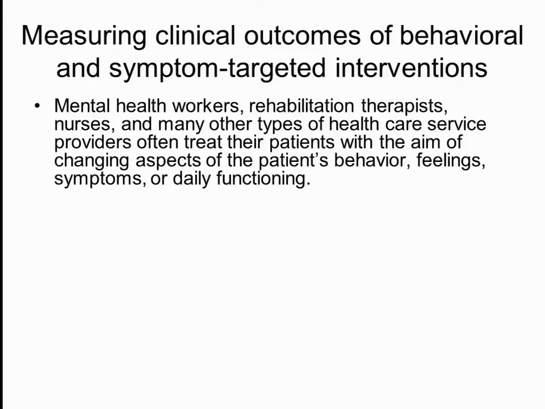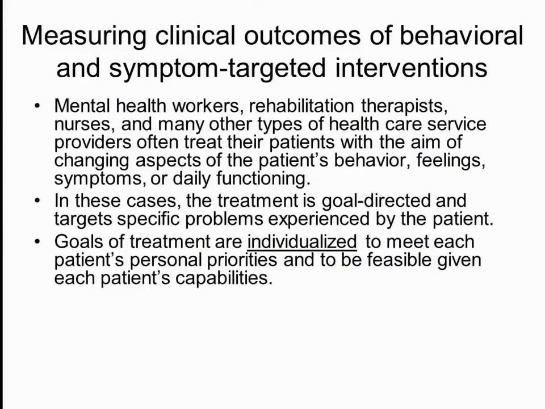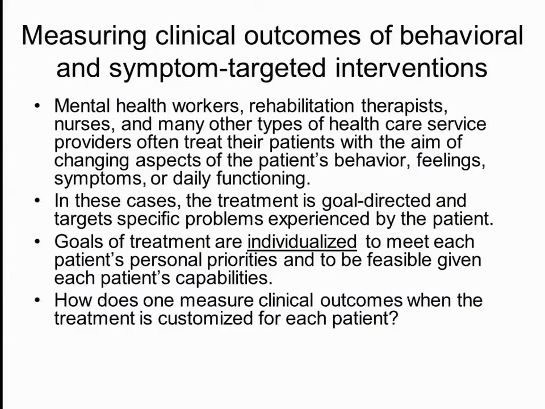In measuring clinical outcomes of behavioral and symptom-targeted interventions, we're looking at changing aspects of patients' behavior, feelings, symptoms, or daily functioning. In these cases, the treatment is goal-directed and targets specific problems that are experienced by the patient. The goals of treatment are highly individualized to meet each patient's personal priorities and to be feasible given each patient's capabilities. So the question is, how does one measure outcomes when the treatment is customized to each patient?